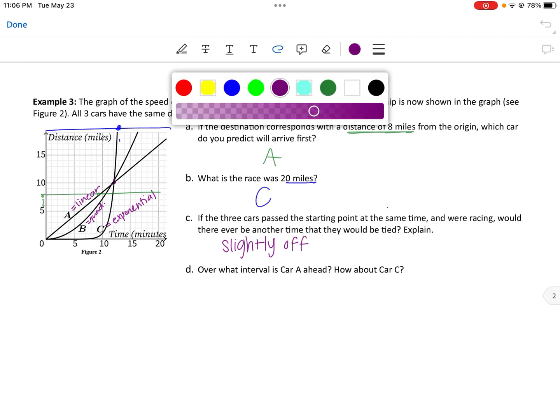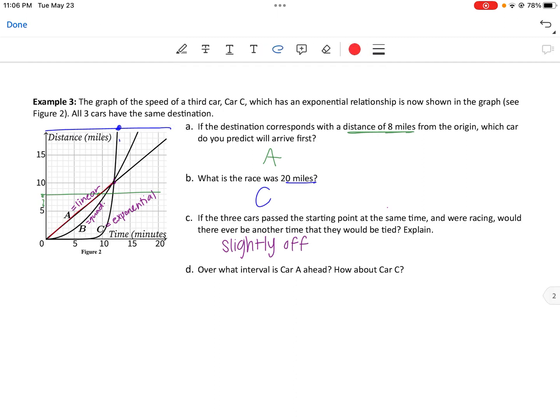Okay, so what interval is car A ahead? So car A is ahead this whole time, right? From the start up until, let's see, that's 5, 6, 7, 8, 9, 10. I think that's 11 seconds. So from 0 to 11. And then car C at that point takes over. So at 11 seconds, car C, we could say, starts. And they'll go for infinity. They'll always be ahead.